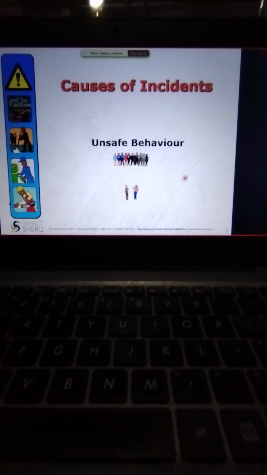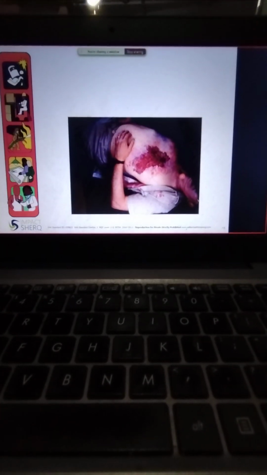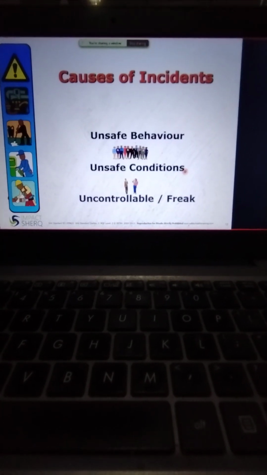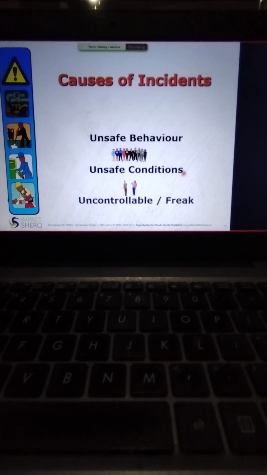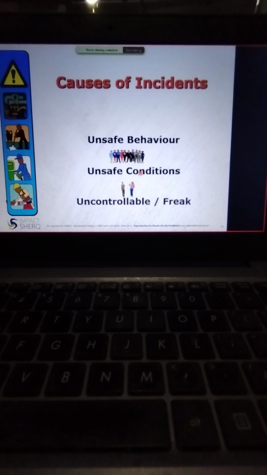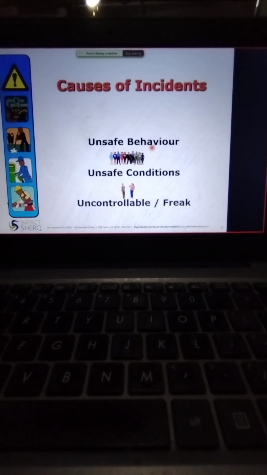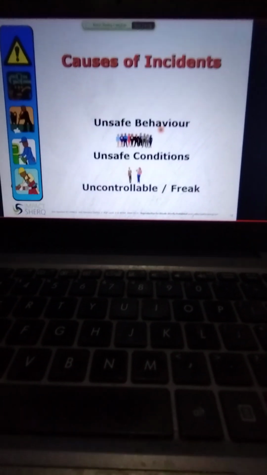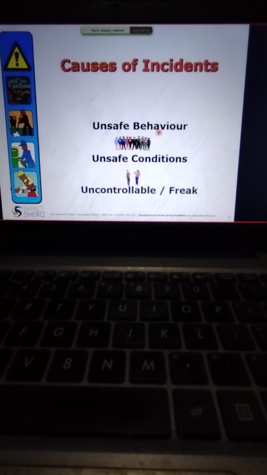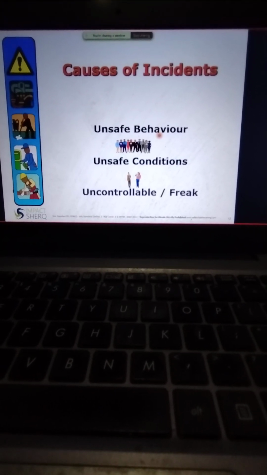Now, when we're talking about unsafe behaviors, they are the ones that cause the most incidents at the workplace. Then there are unsafe conditions, and then there are what we call uncontrollable. Unsafe behaviors are the actions done by people which cause accidents, and your role in health and safety is to ensure that people don't do unsafe behaviors.